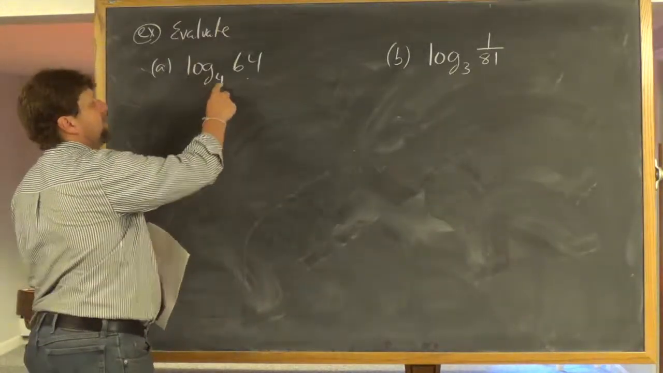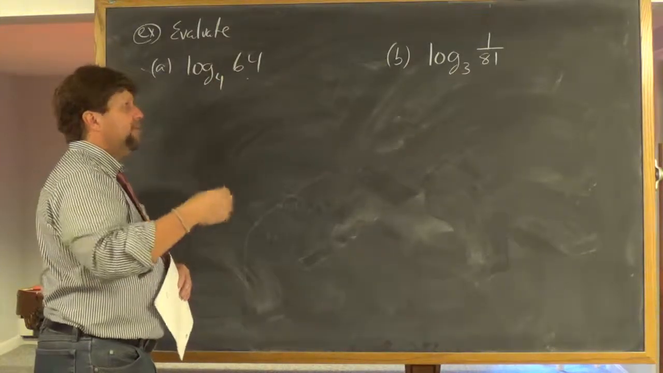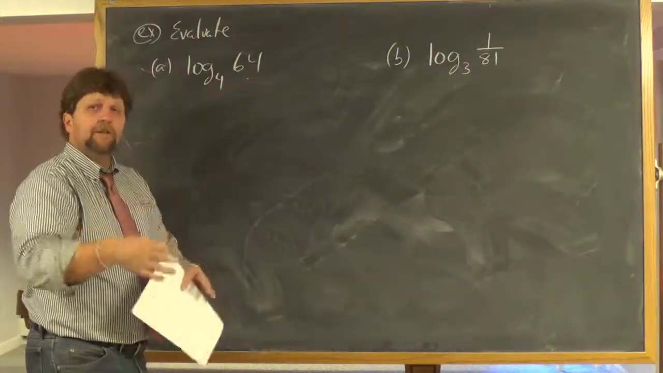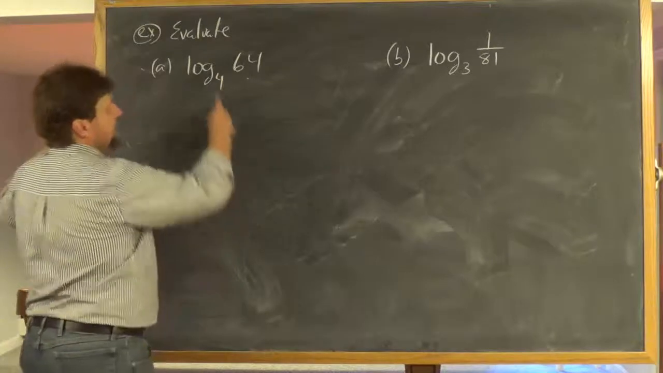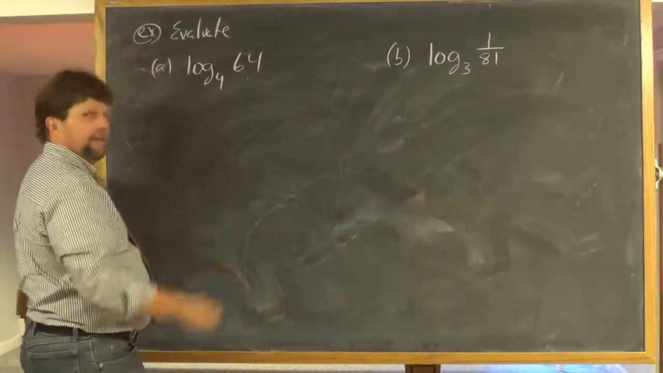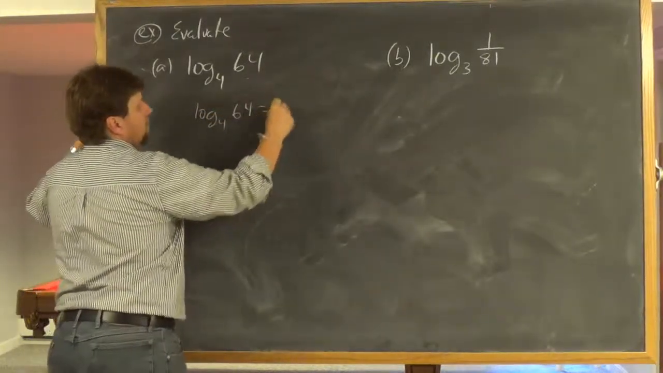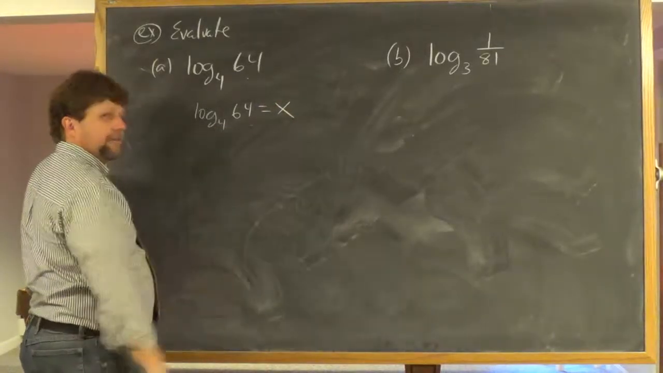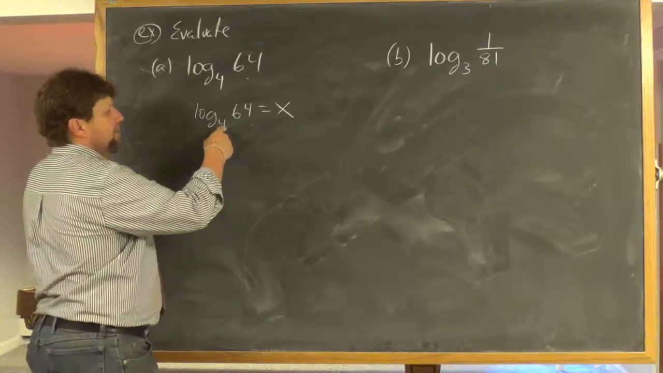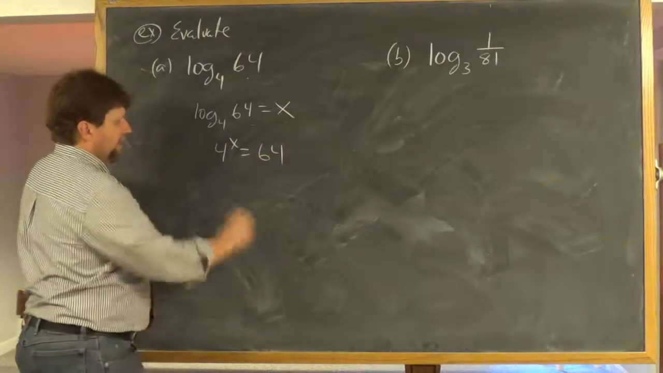When I see log base 4 of 64, think about what that's really asking you. Let me put in an extra step so you can see. If this represents some number, but you have no idea what the number is, call the number x. That's a logarithmic equation. Put it into exponential form. The exponential form is 4 to the x power equals 64.